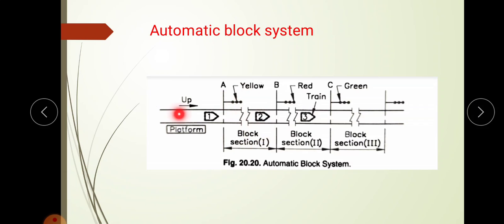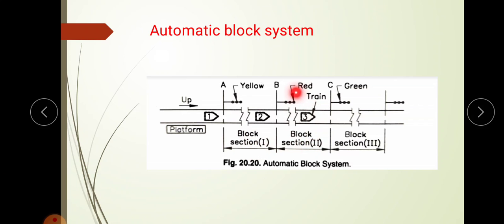Okay, so when the train enters the first block section, the signals are actuated and the green light at A disappears and the red light appears automatically. Thus this red light indicates there is prohibition of entrance of a train into block section 1, because there is already one train. Okay, and when this train enters block section 2, what will happen?